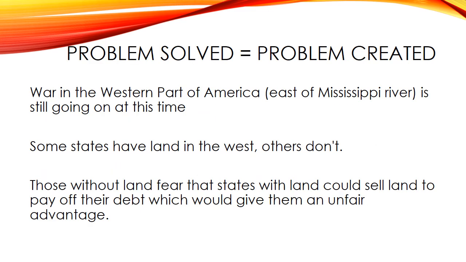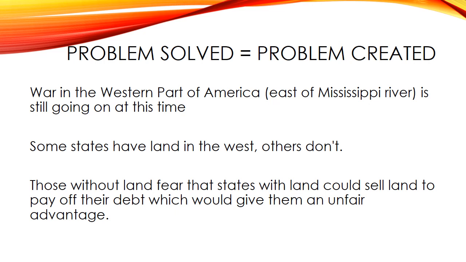All right, as I said earlier, we have a problem solved, problem created situation, and this is our problem, right? And these are our last two slides. War was still happening in the western part of America, all right? That's the east of the Mississippi River part. And some states have land in the west, all right? So New York had land out there, Pennsylvania had some land out there, Massachusetts, I think, did, Virginia did, North Carolina, and the such. But other states, New Jersey, Delaware, they didn't have that land. And that's kind of harsh, all right?